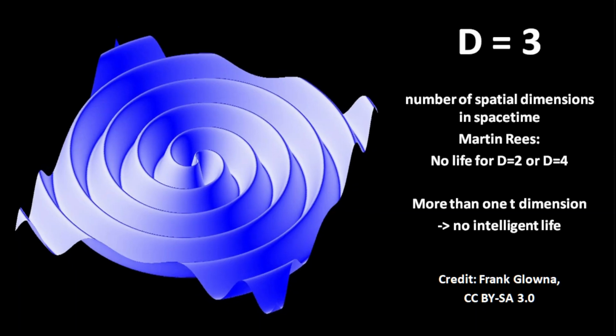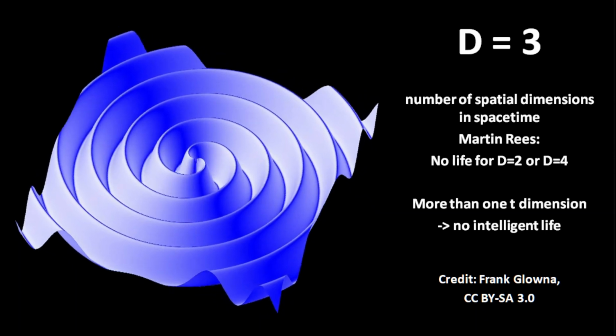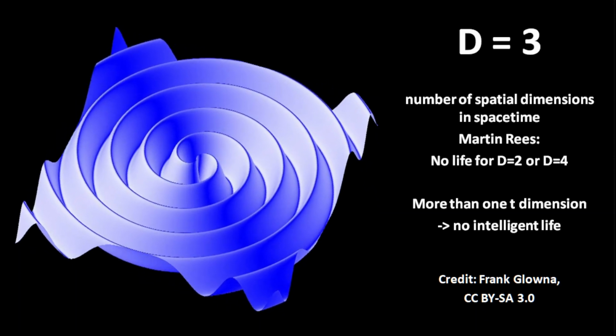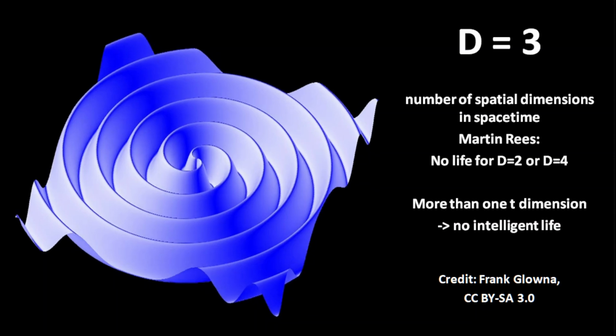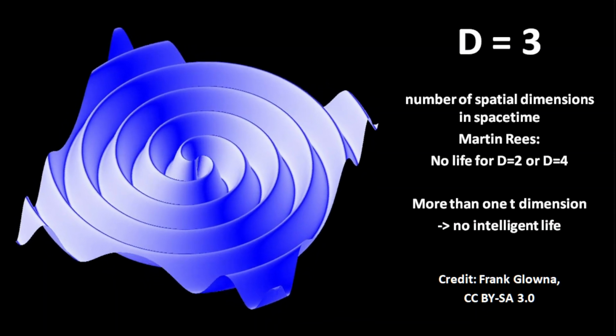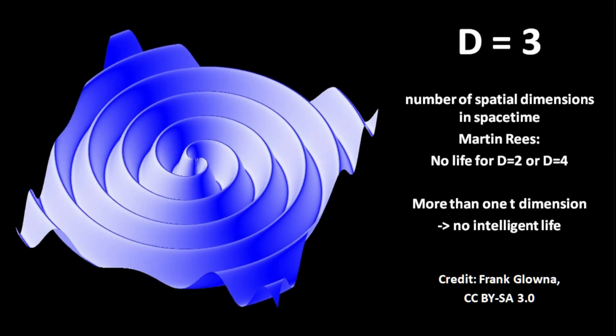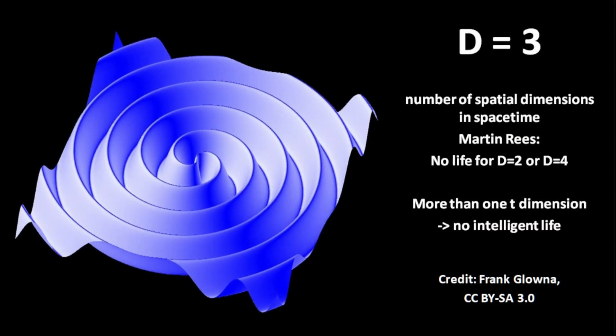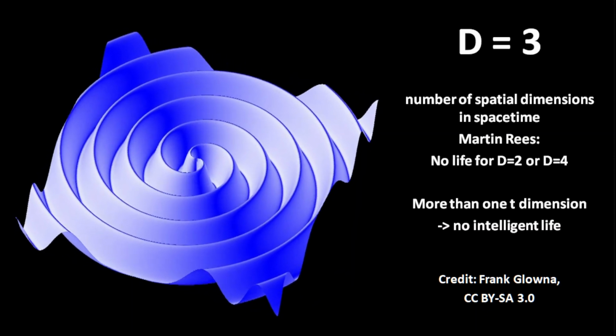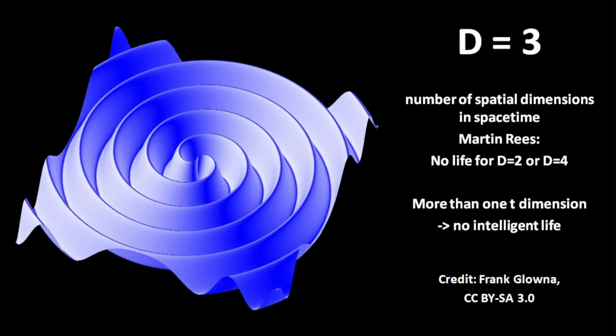D, the number of spatial dimensions in spacetime, is 3. According to British cosmologist Martin Rees, life could not exist if D were 2 or 4. If there were more than one time dimension, physical systems would become unpredictable and intelligent life could not evolve. Under such conditions, protons and electrons would be unstable and would decay.